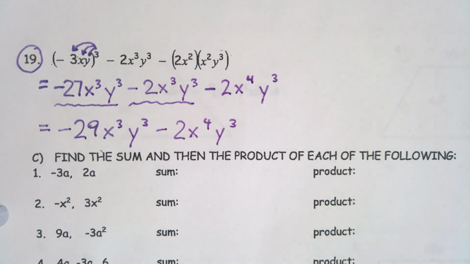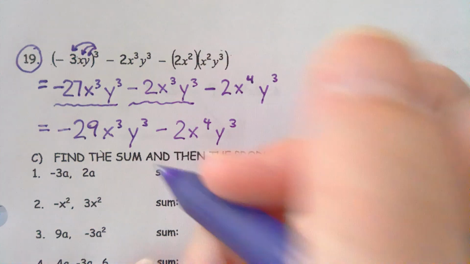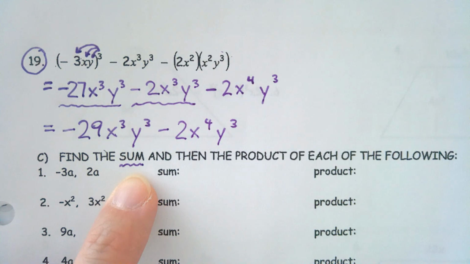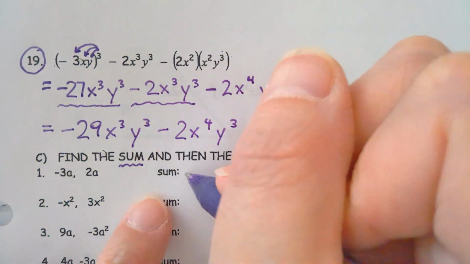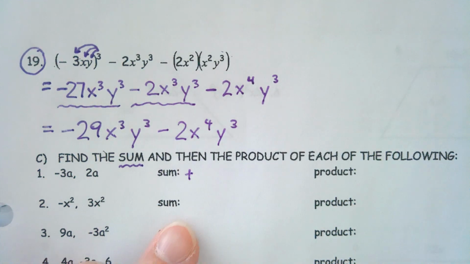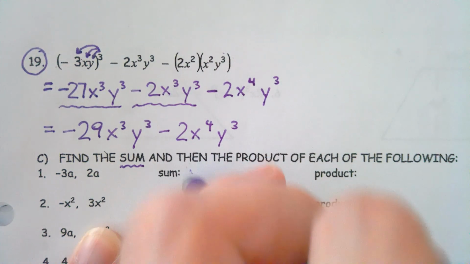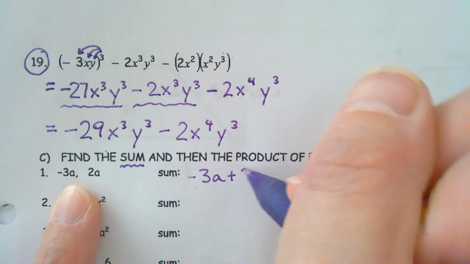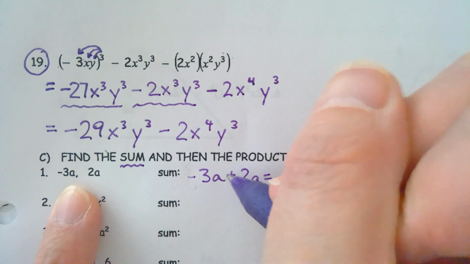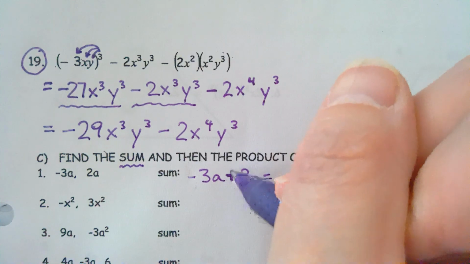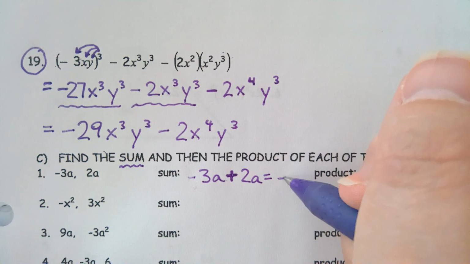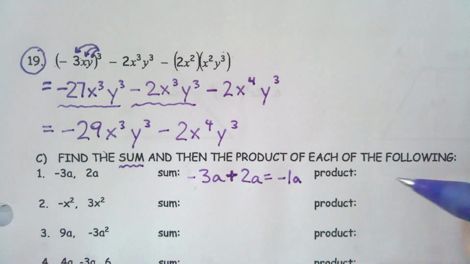Okay. So one final thing, just the terminology. What does sum mean? Yep. Add. So here it's just saying it wants you to do -3a plus 2a. So sum means add. And what do you get when you add them? -a, -1a. Okay.